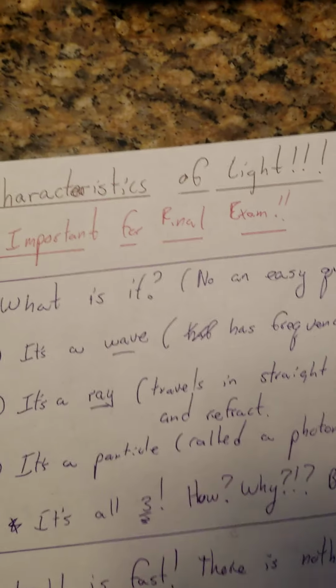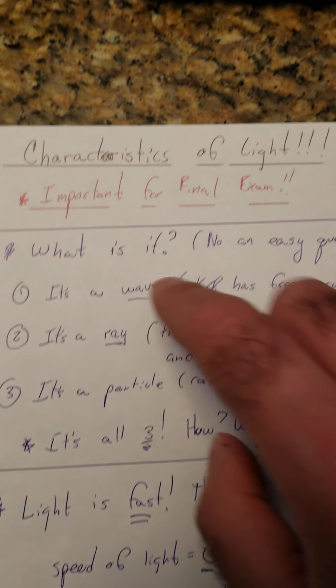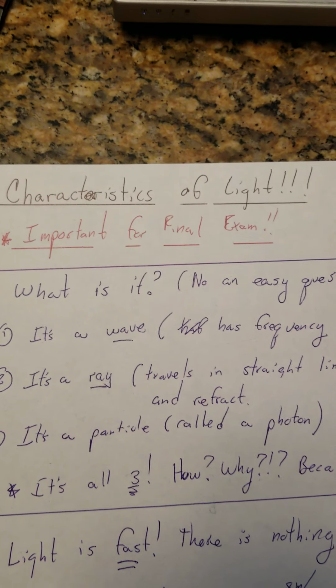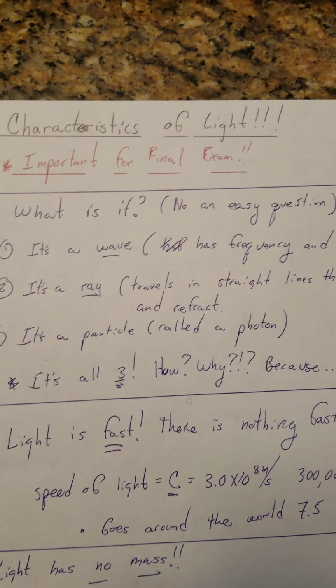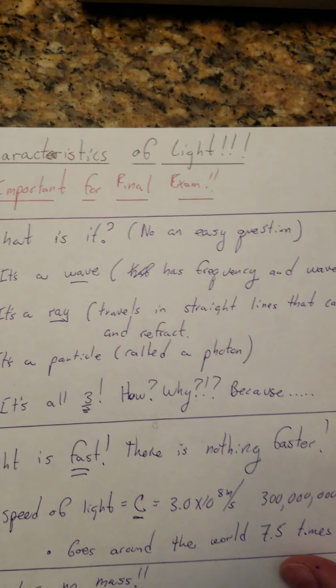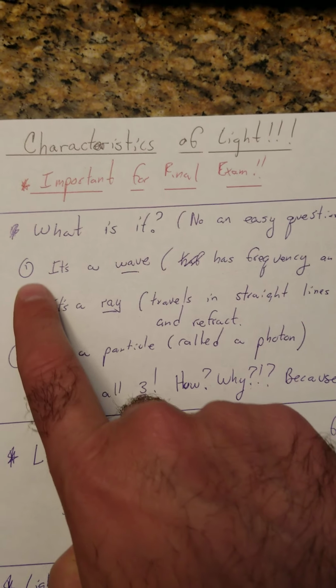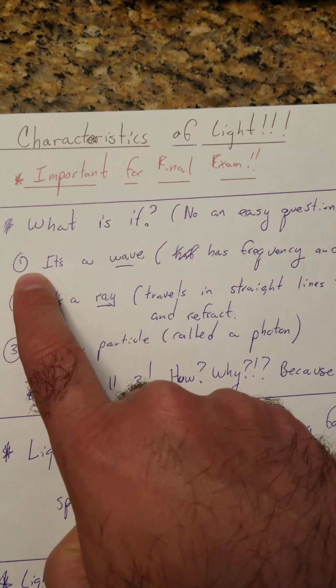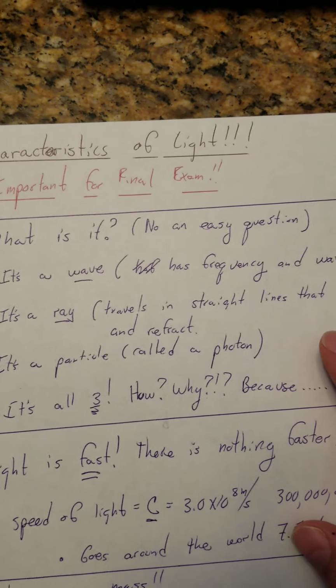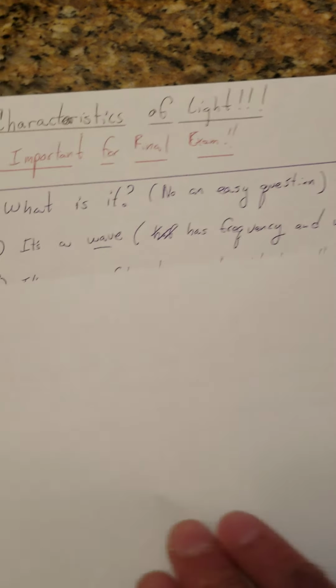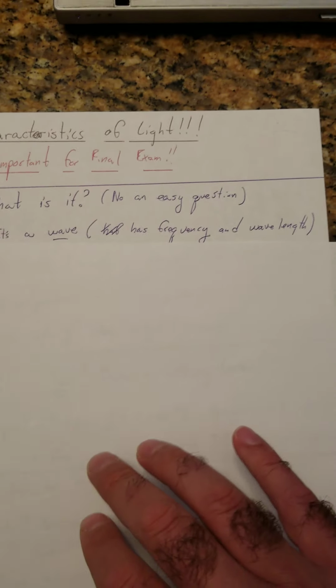So here we go. Different characteristics of light. Once again, this is important for the final exam. The first question is, what is it? Well, that's not an easy question to answer. What exactly is light? Three ways to look at it. One, it's a wave, because it has frequency and wavelength.